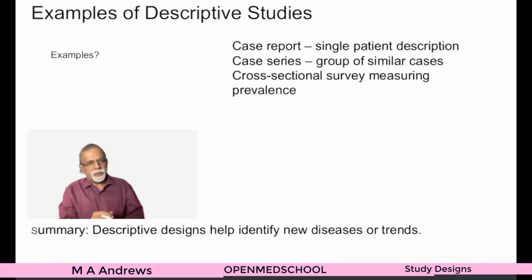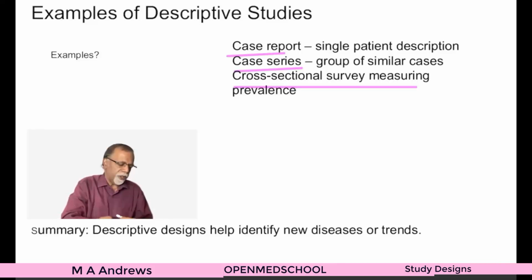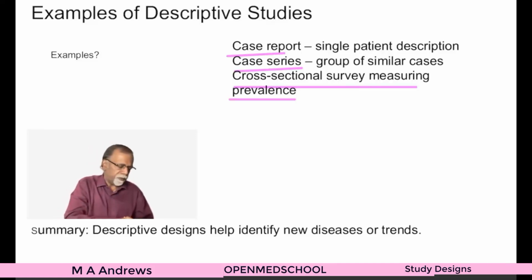So, examples of descriptive studies. There are different types. One is a simple case report. In many journals you see, you are describing a particular case, a rare case. Second is a case series, around 10 cases. You are putting it as a case series. And more important, routinely done is the cross-sectional survey for estimating the prevalence. So, what are the types of descriptive study? It can be a case report, a case series, or a cross-sectional study. In cross-sectional studies, we are taking a snapshot of what is happening.